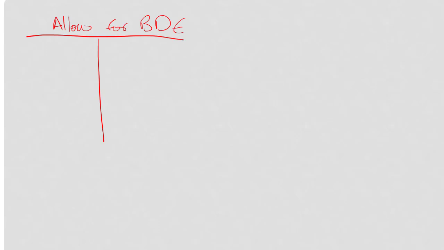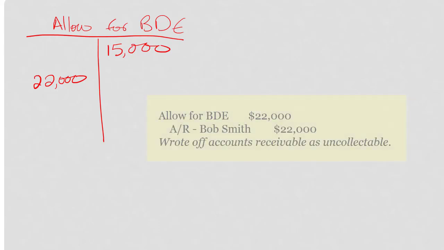And the best way to do this is to look at the allowance for bad debt expense. We started off the year, we were told, with $15,000 in the account. Since it's an allowance, it's got a credit balance. The next thing we were told is that we wrote off $22,000, so that's a debit to allowance for bad debt, a credit to accounts receivable, Bob Smith or John Smith or Jane Doe or whoever. We write off their accounts, they're not going to pay us.